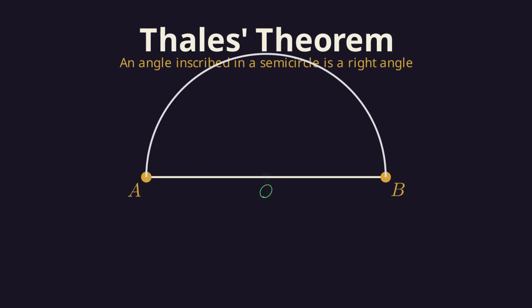Watch what happens as P moves along the circle. The angle at P stays exactly 90 degrees. It does not waver. It does not bend. Not even a tiny bit.